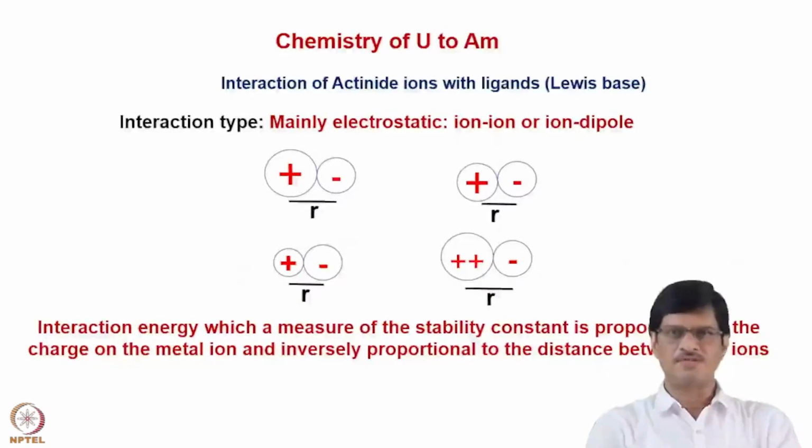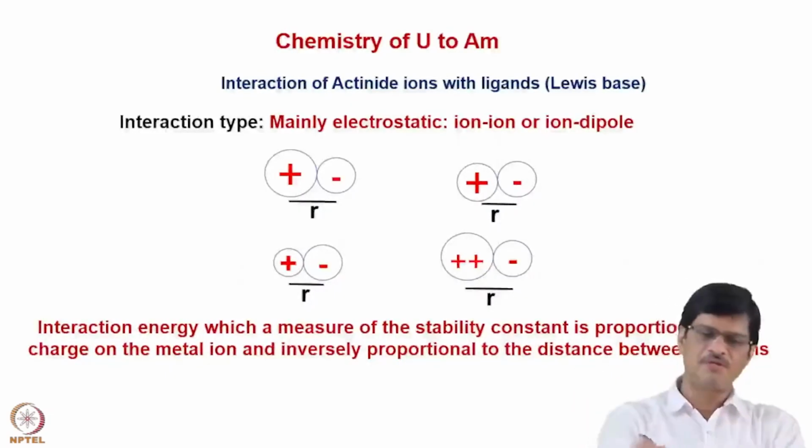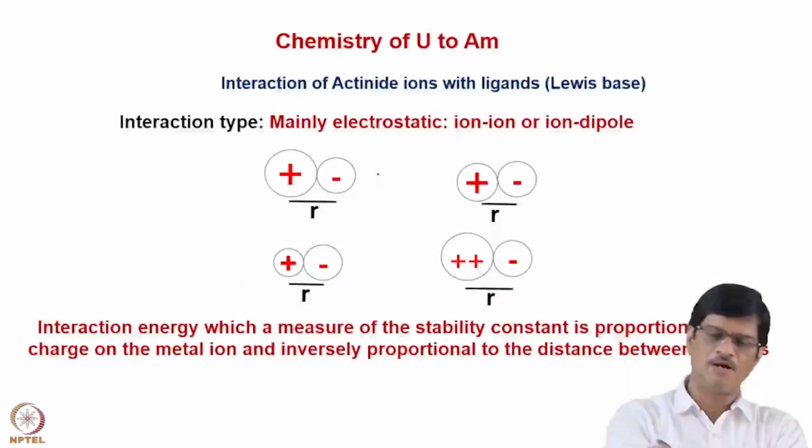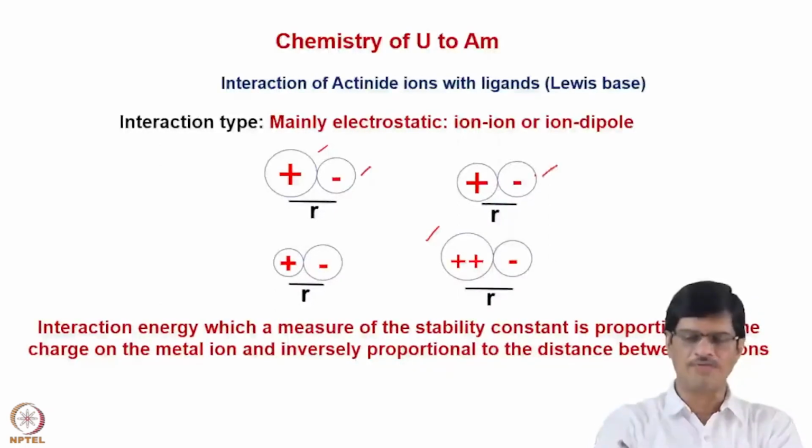Now, this interaction energy is a measure of the stability constant, and it is proportional to the charge on the metal ion, and also inversely proportional to the distance between the ions. I have shown some schematic here in which the different actinide ions are represented by either plus or plus plus, that is, multiply charged metal ions, and the ligand, for simplicity, I have taken just minus for all cases.